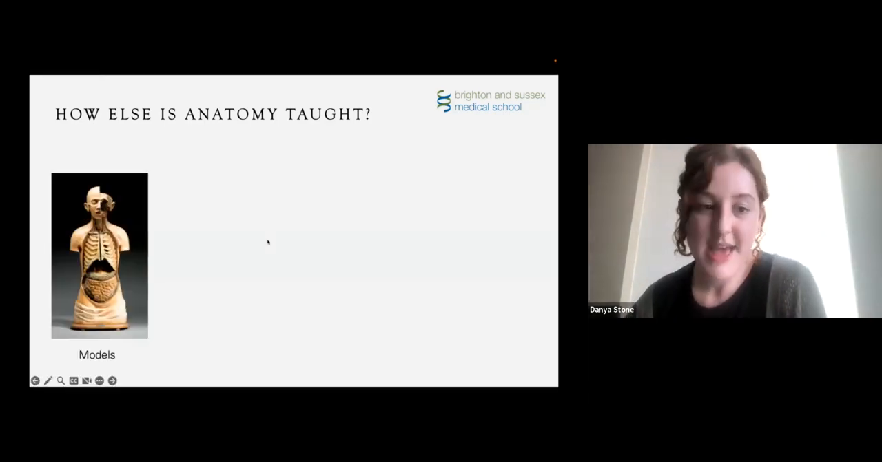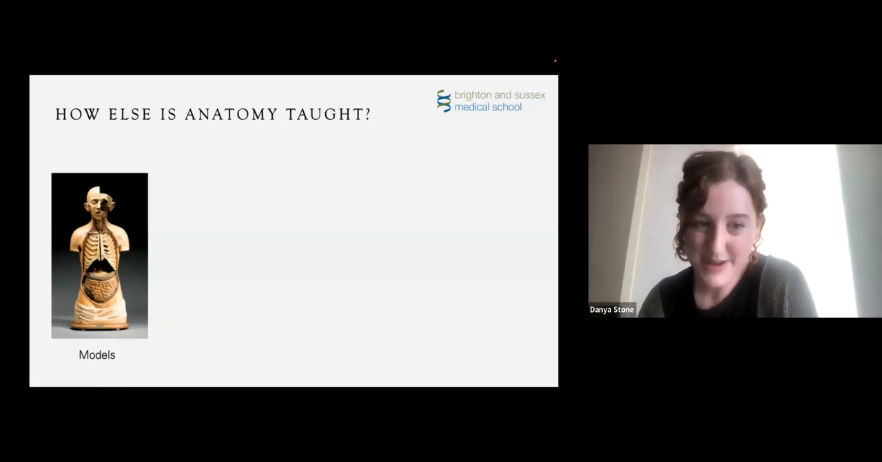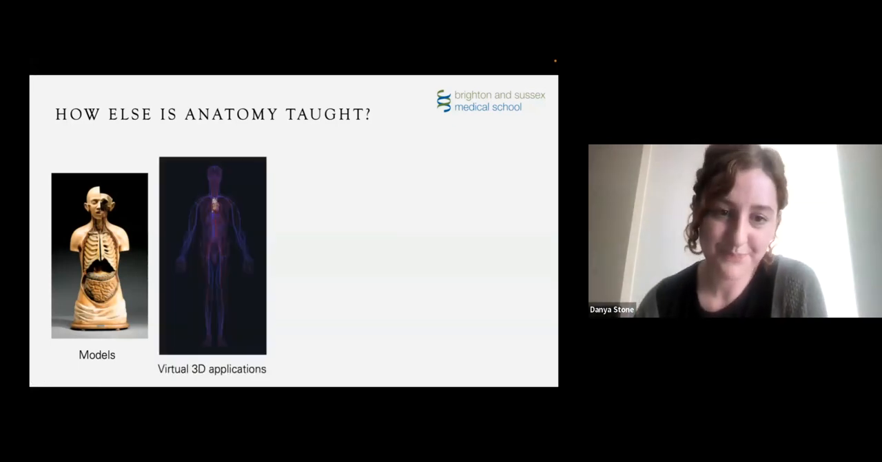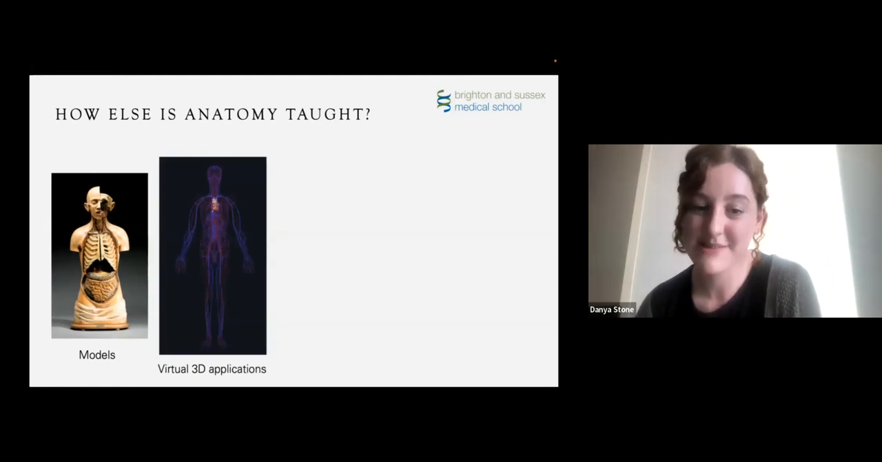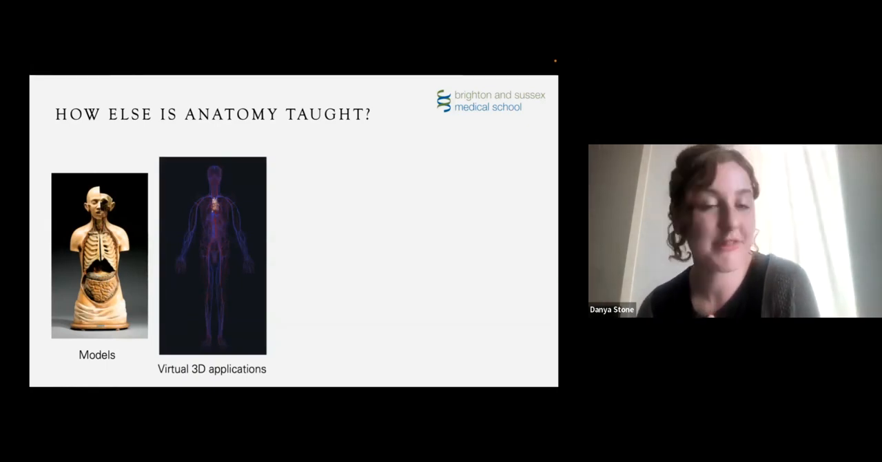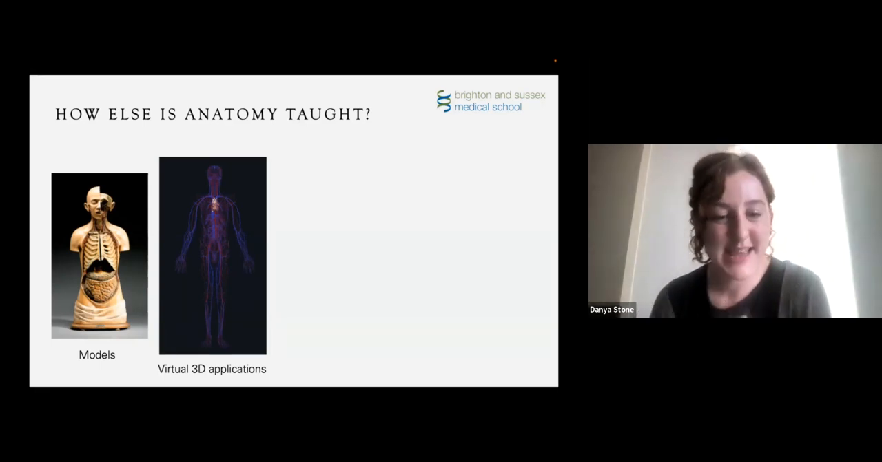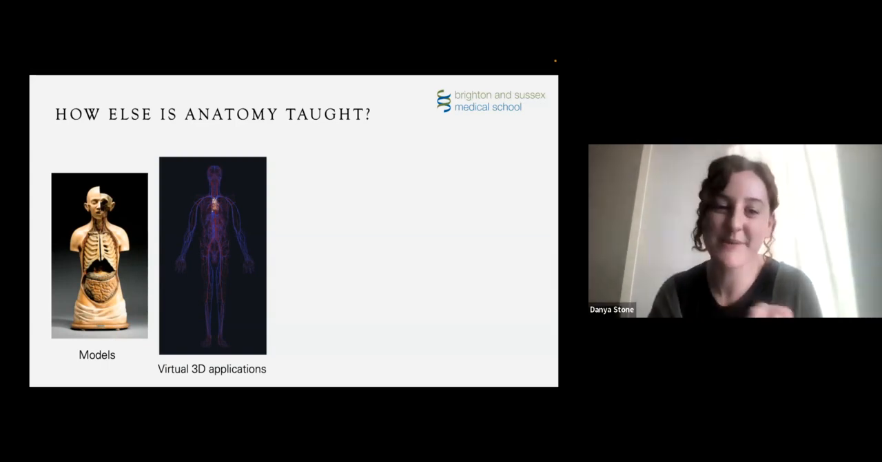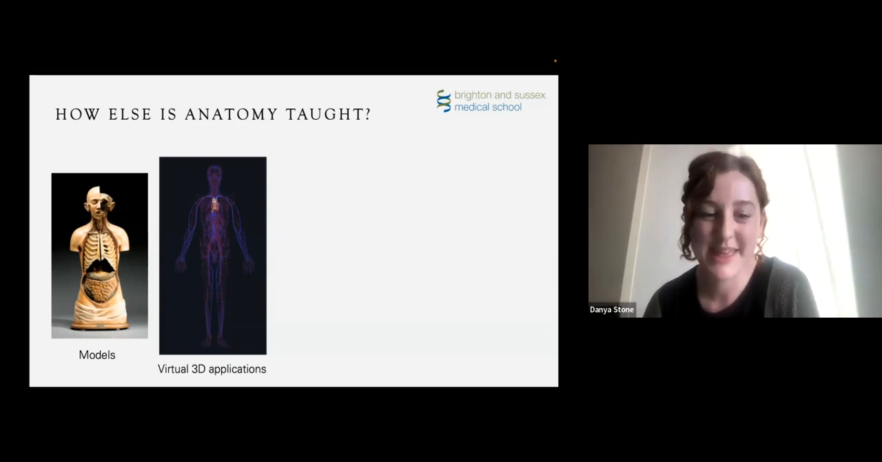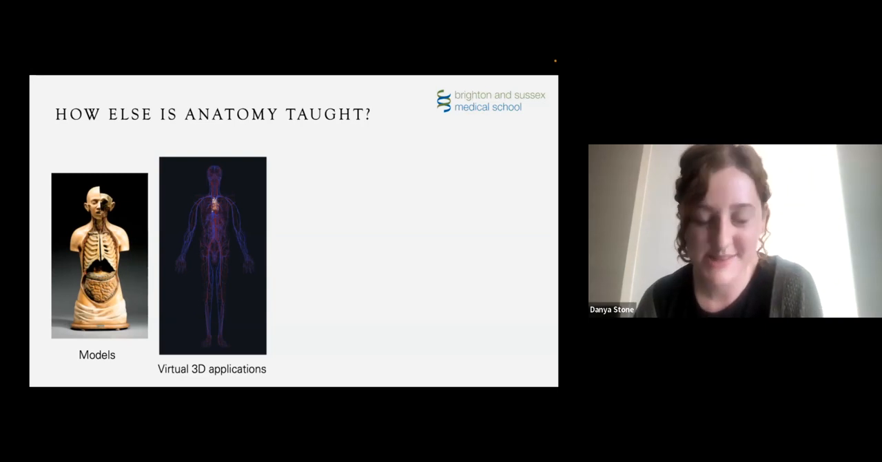3D models. All anatomy departments will have a vast array of 3D models. But also now there's a real rise in virtual 3D applications. And these are getting better every day. It's really quite remarkable to see what these 3D applications can do now. And this is what I'm going to spend the second half of this talk doing, using Complete Anatomy, which is the software that we subscribe to at BSMS.